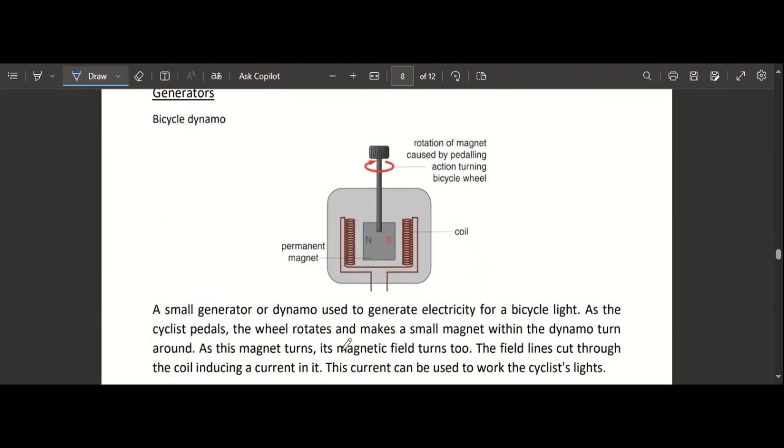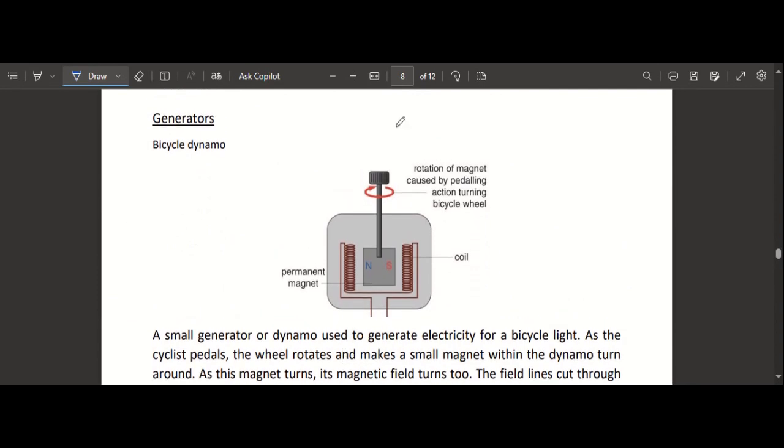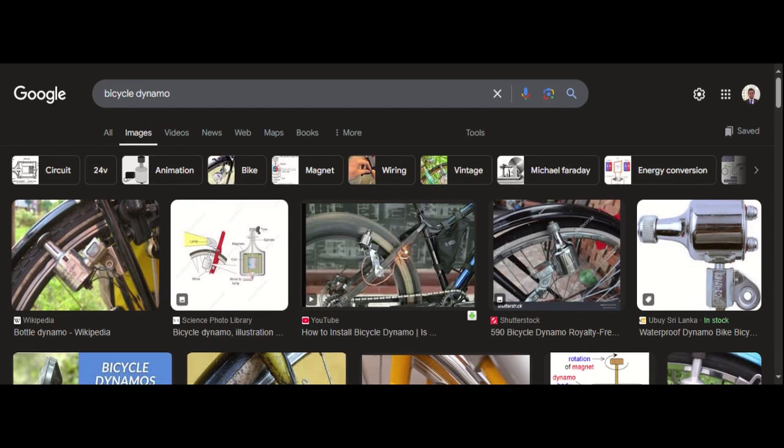Now I don't know if you have seen this or not. Have you seen a bicycle dynamo? It's a device like this. It is normally used in bicycles, not motorbikes or anything.